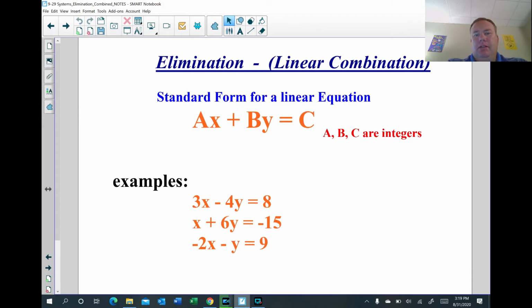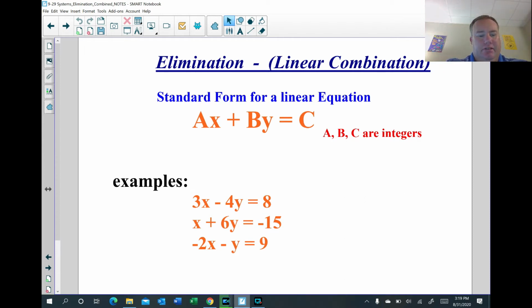Alright guys, today what we're going to do is the last way that we are going to use to solve a system of equations. We've already talked about graphing in your first unit. We talked about substitution yesterday. Now we're going to go on to elimination, which is also known as linear combination.